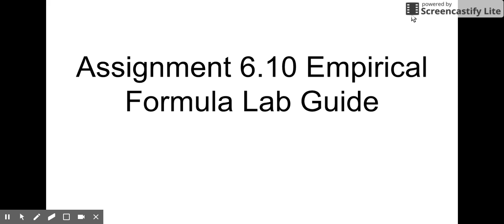So in addition to the green sheet, you should also have a Chromebook pulled up, which is open to assignment 6.10 in Schoology, where you're going to find a lab template. And in that lab template, I've set up the different sections that you're responsible for putting information into. You just need to start putting some of that information in.